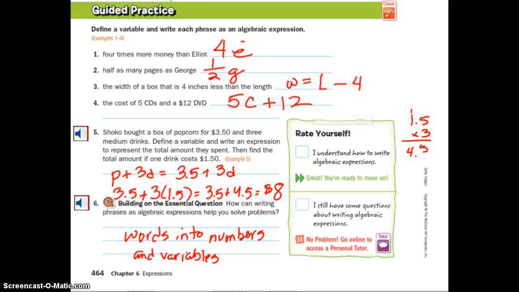How can writing phrases as algebraic expressions help you solve problems? Because words into numbers and variables is easier to do than just words. Thank you for listening.